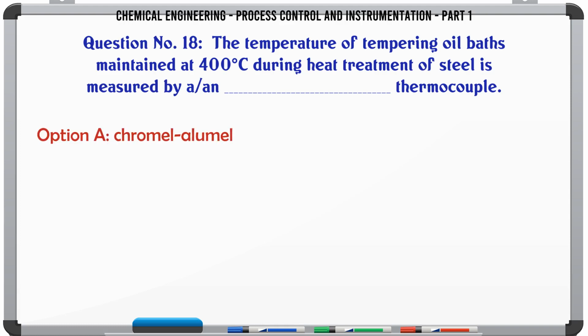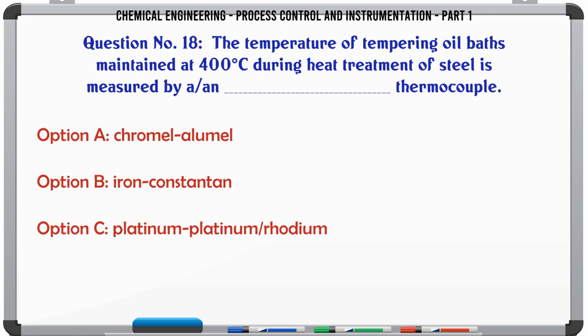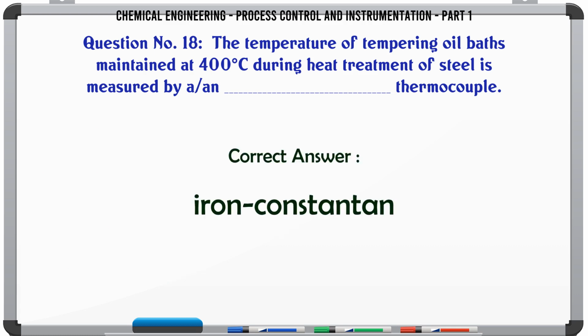The temperature of tempering oil baths maintained at 400 degrees Celsius during heat treatment of steel is measured by a ____ thermocouple. A. Chromel-alumel, B. Iron-constantan, C. Platinum-rhodium, D. None of these. The correct answer is iron-constantan.